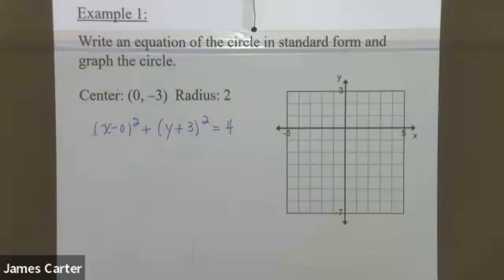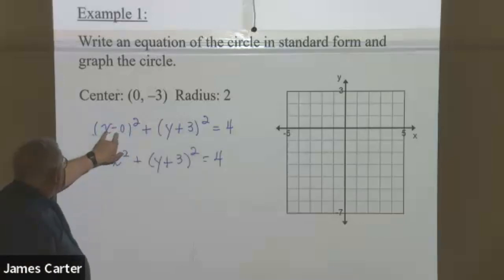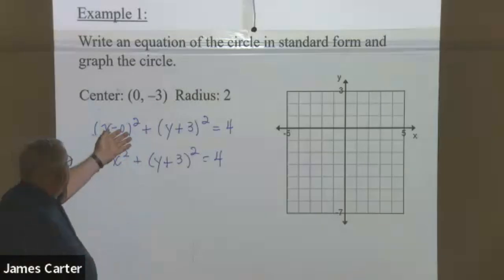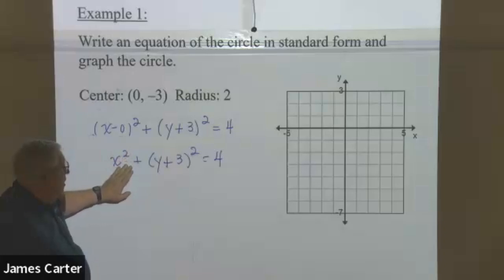So here, this equation simplifies. And I need to point this out. If I square this binomial, I just get x squared because 0 is nothing, and I'm just squaring the x.